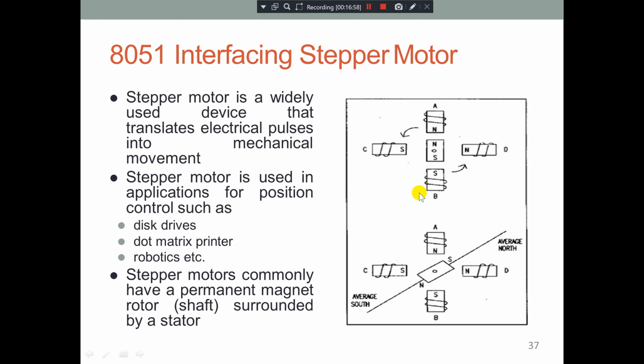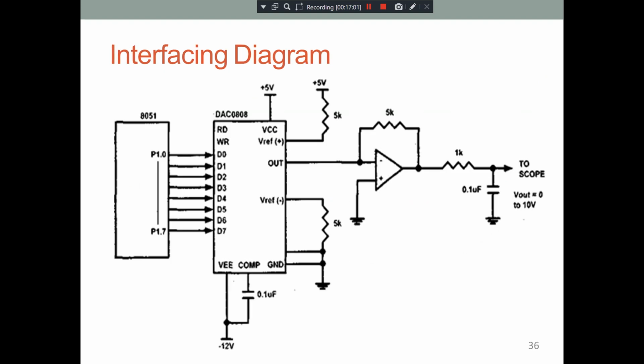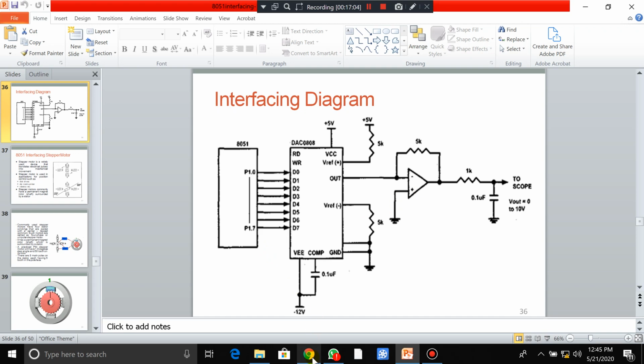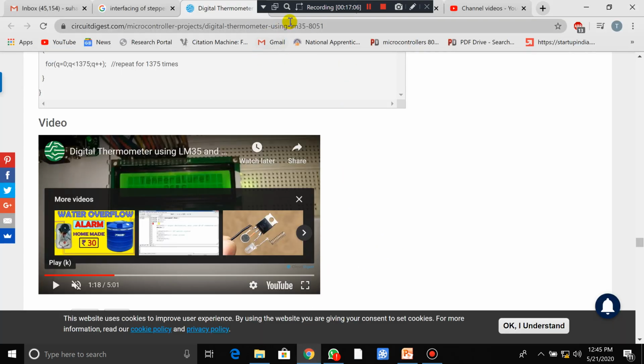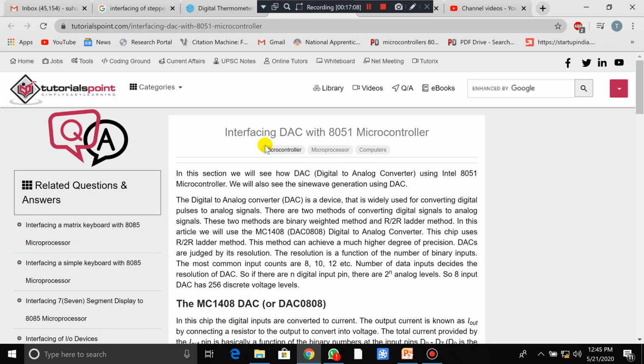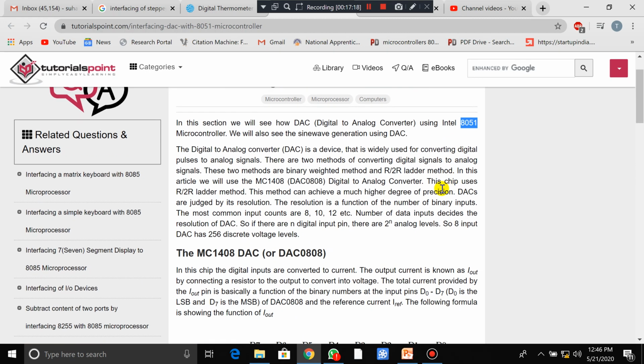Next is stepper motor interfacing. Before going to this, let us discuss the applications of this and how we are going to do it. Interfacing of the DAC with the 8051 microcontroller. In this section we are seeing a DAC using the 8051 microcontroller. This is a device used to convert a digital signal to an analog signal, as I told already. There are two methods of converting a digital signal to an analog signal: the binary weighted method and the R2R ladder method.